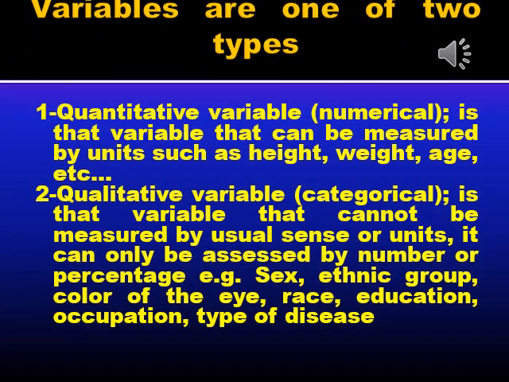The variables are one of two types, either quantitative variables or qualitative variables. A quantitative variable, numerical, is a variable that can be measured by units, such as height, weight, age. Second is the qualitative variable, which is also called categorical. It is a variable that cannot be measured by the usual sense or units. It can only be assessed by number or percentage, like sex, ethnic group, color of the eye, race, education, occupation, and the type of disease.